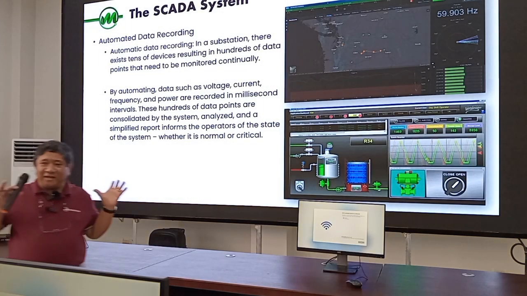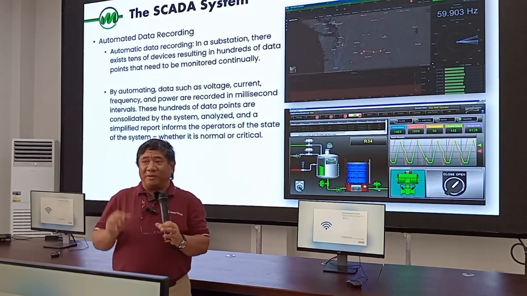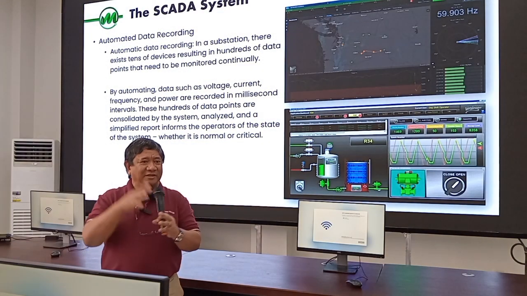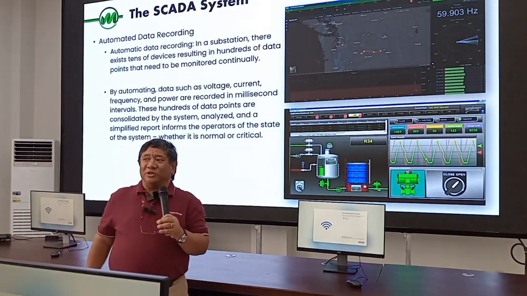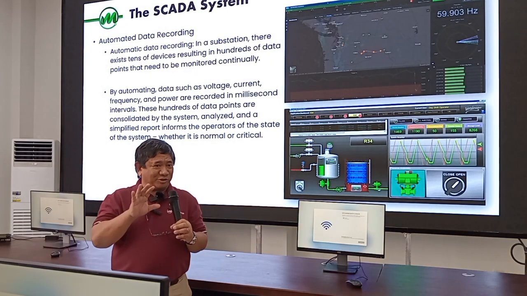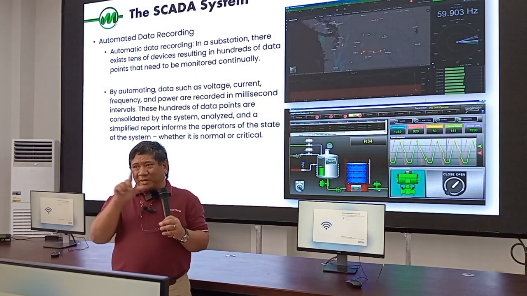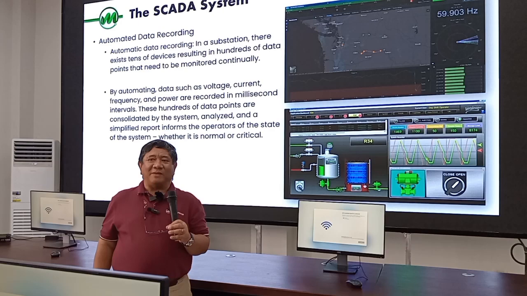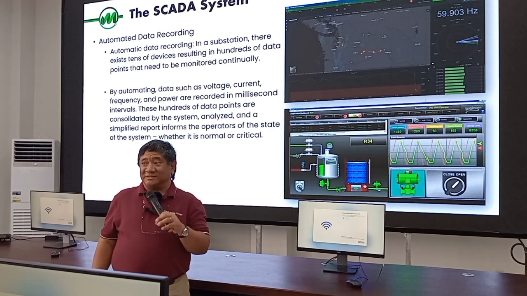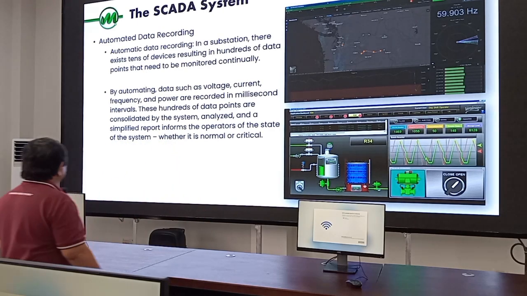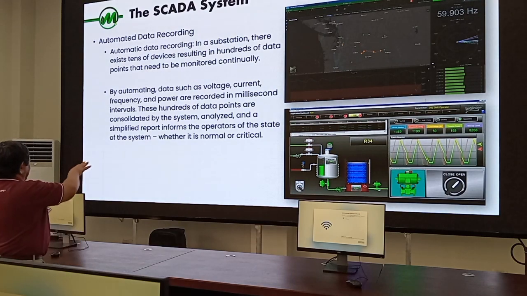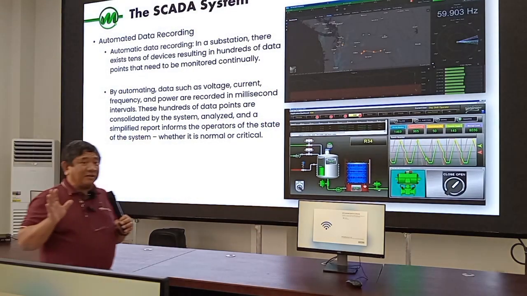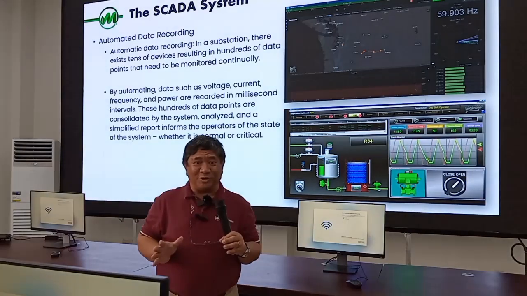Depending on how we would program it, it will consolidate all of that and come up with one monitoring system for the operators to watch and see what's happening within the system. From there, they can see if the system is running normal, abnormal, or critical.